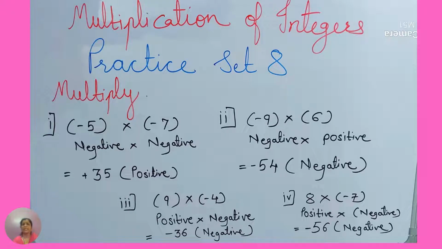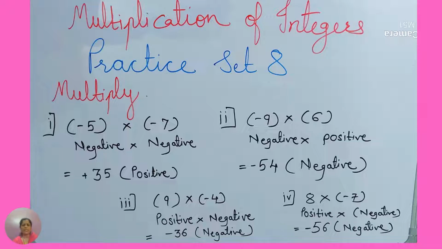Now you can see here multiplication of integers, practice set 8. Here multiply minus 5 into minus 7. You can see, children, here both are negative integers. So obviously your answer will come positive. Why? Minus minus plus. This is our rule. 5 7s are 35, and then it would be positive because both are negative integers you are multiplying.